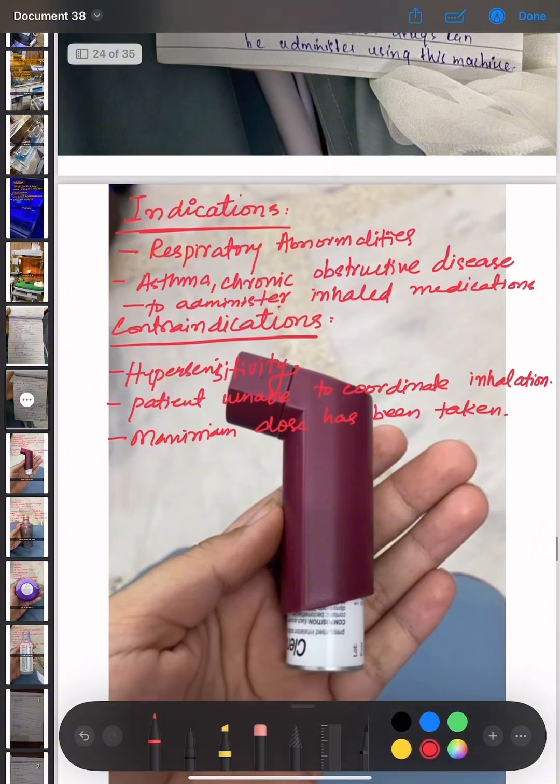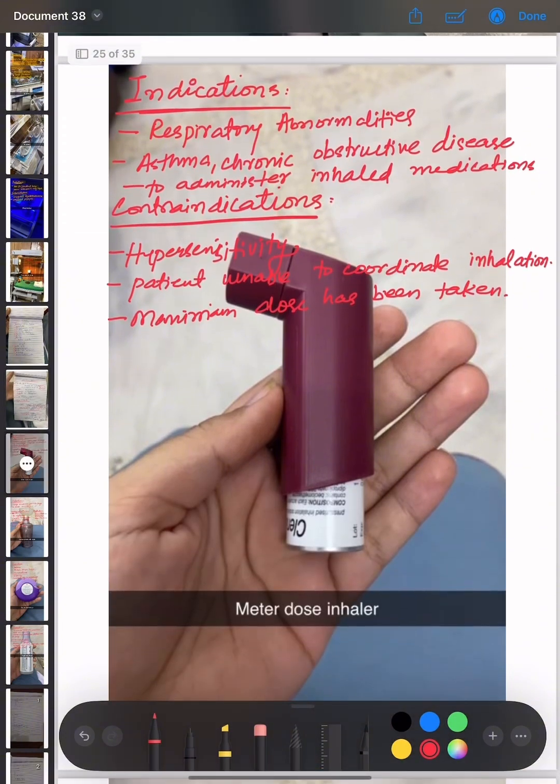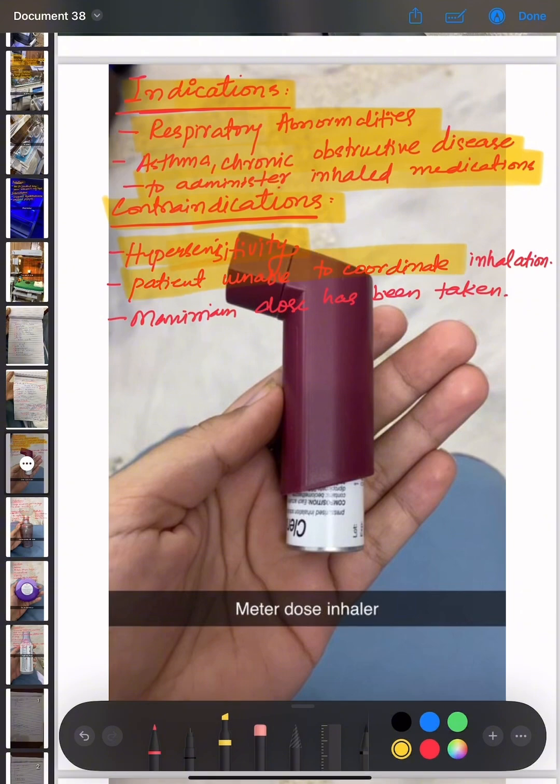Now coming towards the next instrument, that is metered dose inhaler. The indications are that it is used in respiratory abnormalities, that is asthma, chronic obstructive diseases, and to administer inhaled medications. The contraindications are hypersensitivity, patient unable to coordinate inhalation, and maximum dose has been taken.